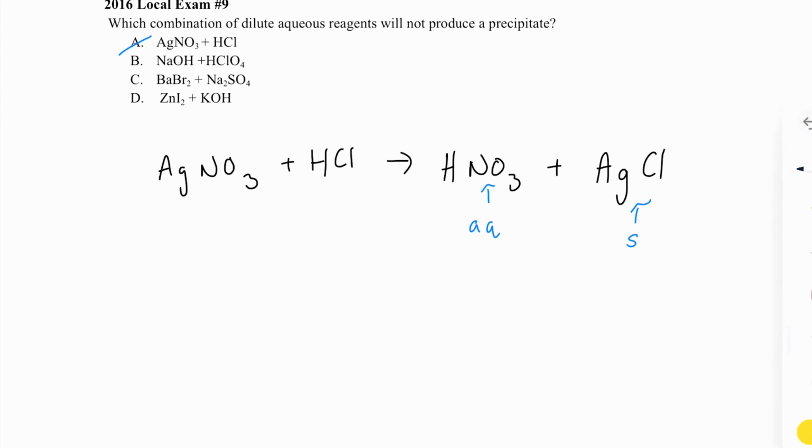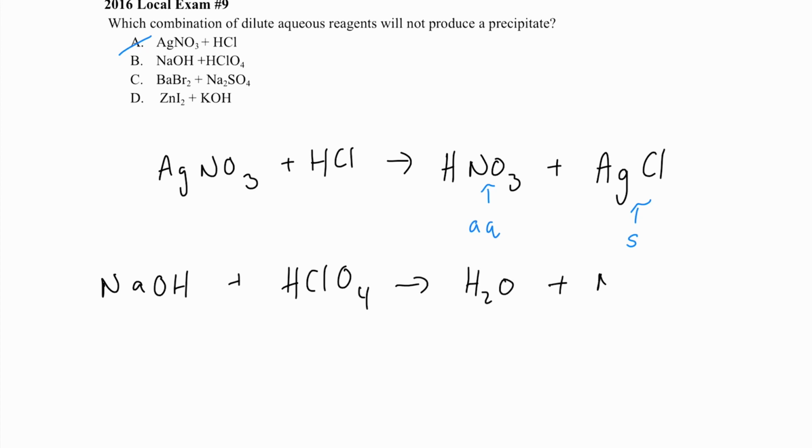Alright, let's look at B. We have NaOH reacting with HClO4. Again, double displacement reaction, so we're going to produce H2O and NaClO4. Now, H2O is a liquid, and the NaClO4 is actually aqueous, and that's from your precipitation rules. All compounds with a sodium ion in them are soluble. So B does not produce a precipitate, so B can stay.